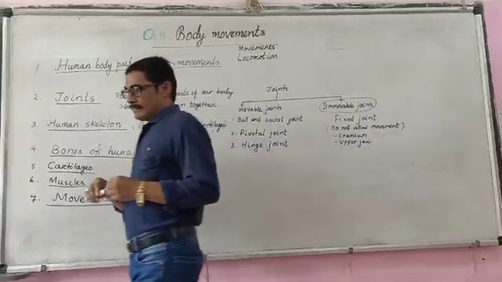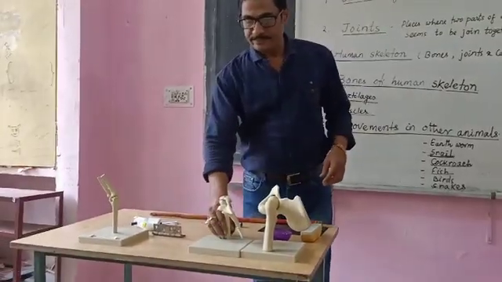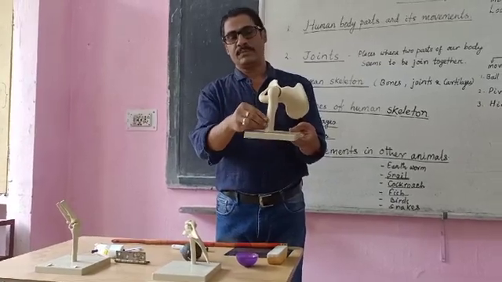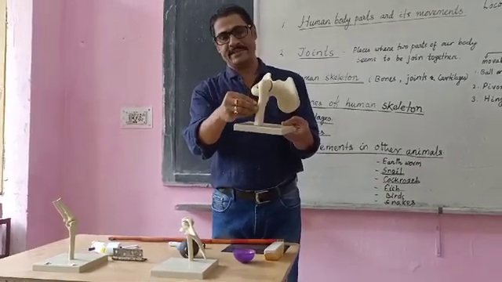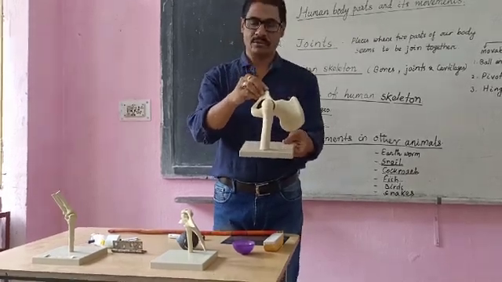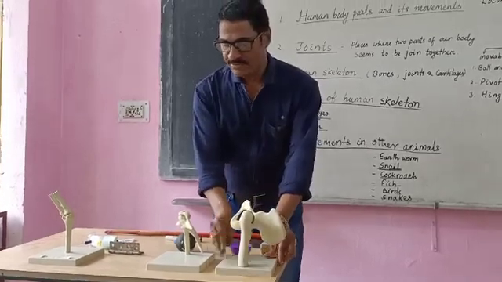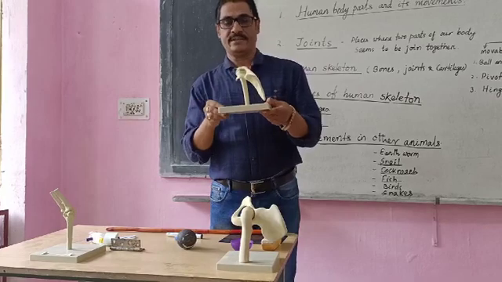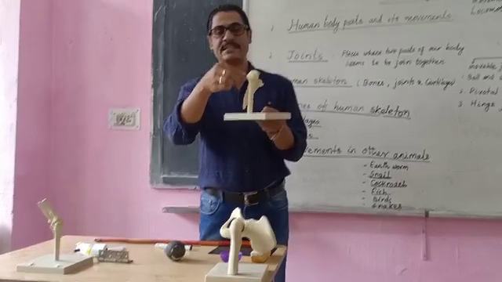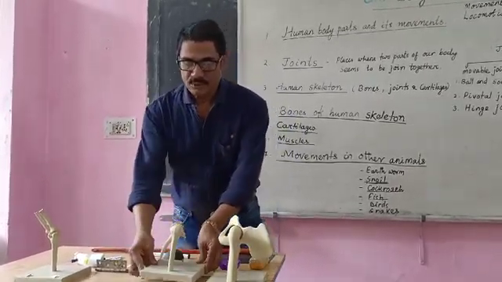Now see, there are two types of joints here. This is the joint found in the hip region. One end of the thigh bone, that is the femur, is attached with the pelvic bone in the pelvic joint. And you observe in another joint, the shoulder joint, there is a bone which has a rounded end and it fits into a cavity in the shoulder. So this is known as a ball and socket joint.